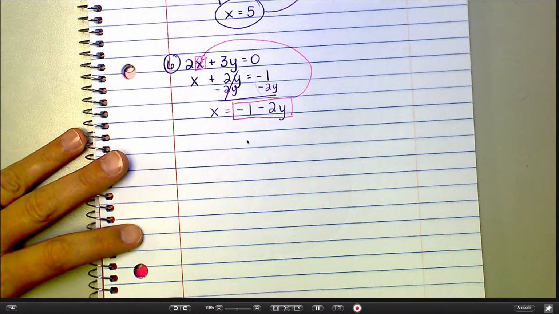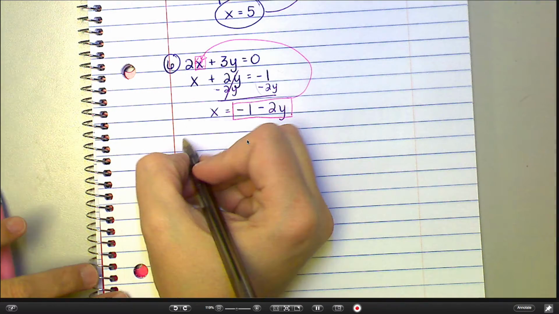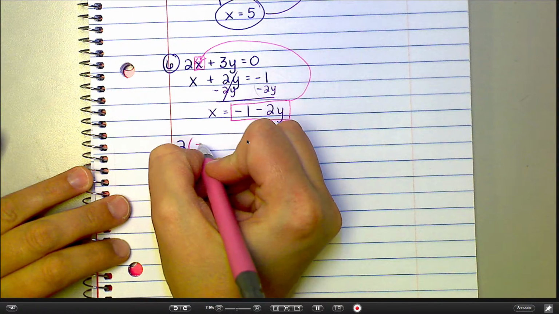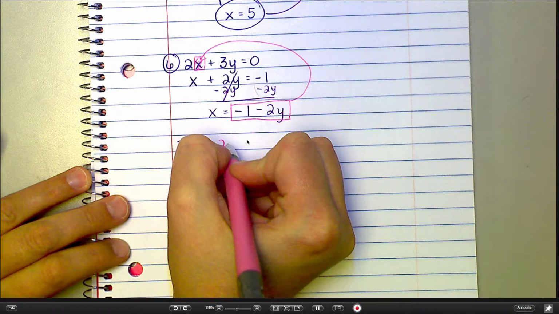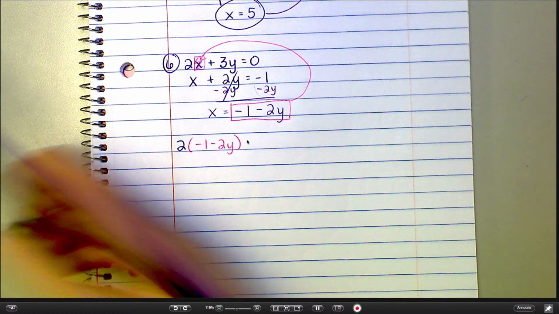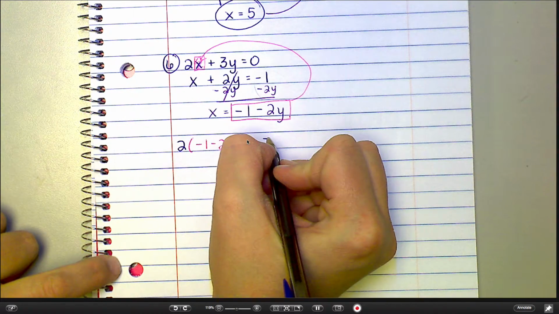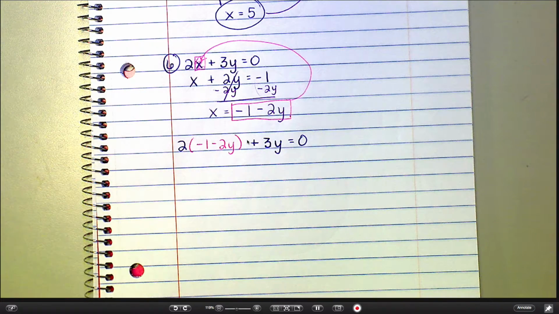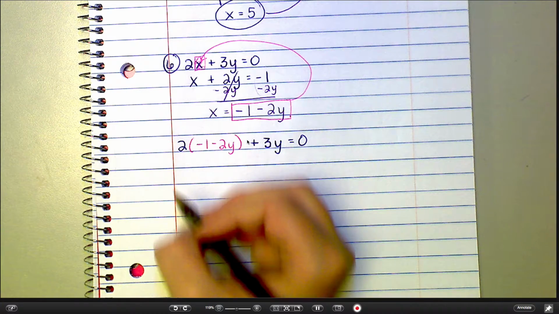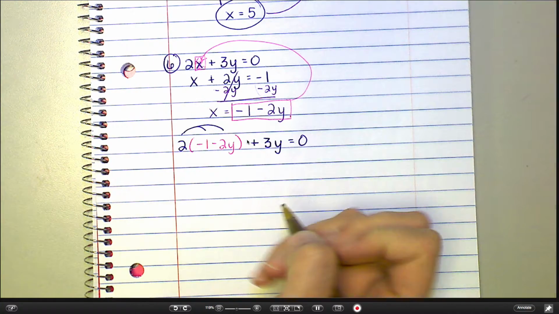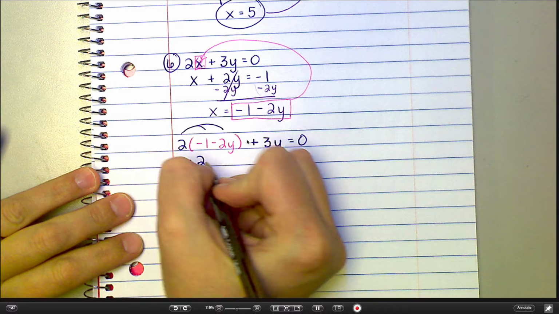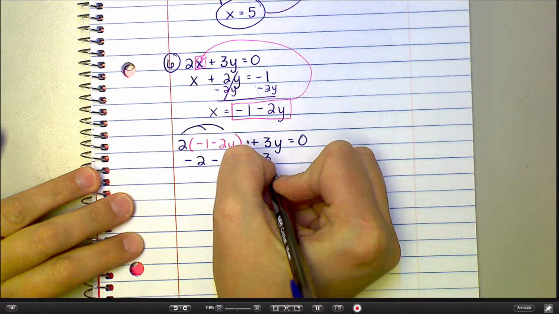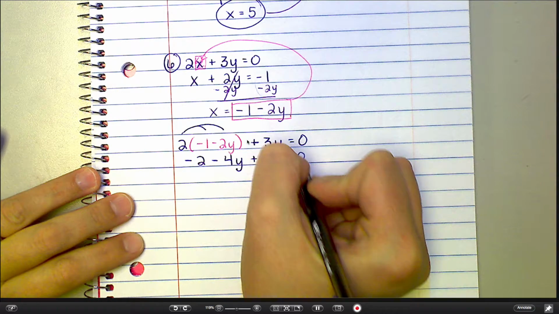So here's what that's going to look like. This is going to say 2, but then instead of the x, I'm going to say parentheses negative 1 minus 2y, because that's what I just figured out x is equal to, plus 3y equals 0. Then I'm just solving this mess. So I'm going to multiply by 2. I'm going to distribute. That makes negative 2 minus 4y plus 3y equals 0.